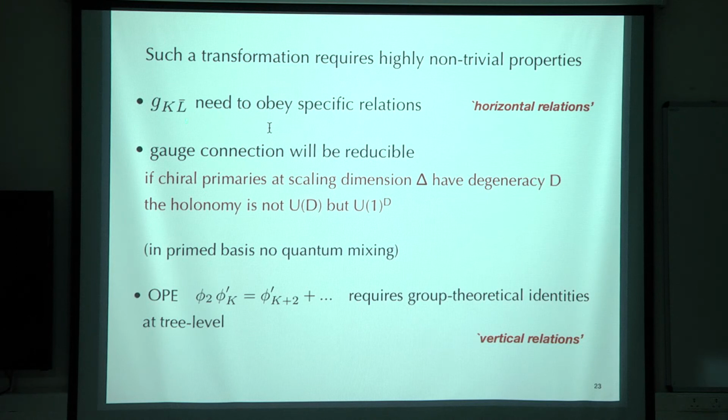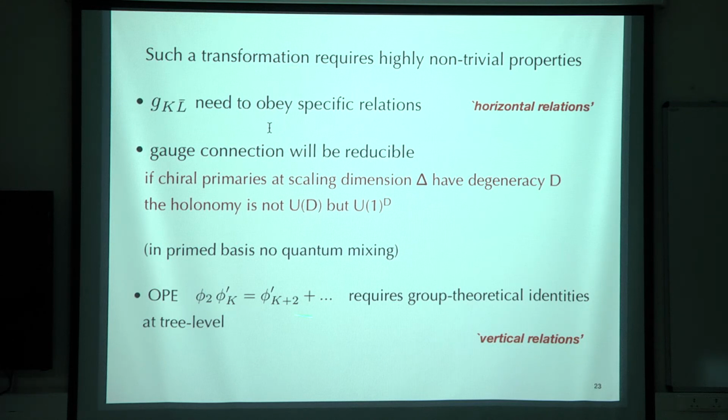Now, once you have this property, the gauge connection in the prime basis will be reducible. So, if you have chiral primaries at any scaling dimension delta with degeneracy D, you would expect that as you go around in a loop in the superconformal manifold, the holonomy will be U(D). Okay, everything would mix. But it turns out with this ansatz that the holonomy is reduced. It's U(1)^D. And this is related to the fact that if we go in the prime basis, so we have everything orthogonal at, say, tree level, we do quantum corrections, and there is no mixing induced by quantum corrections. So that looks like a non-renormalization theorem.